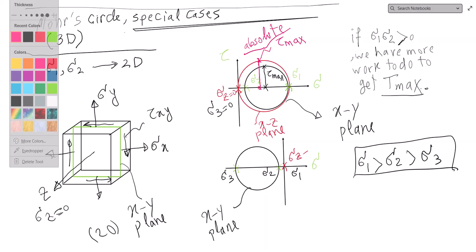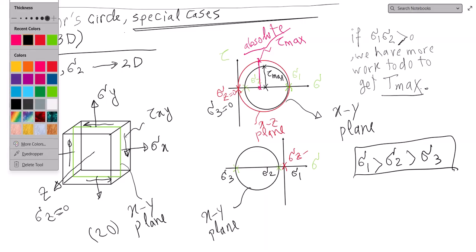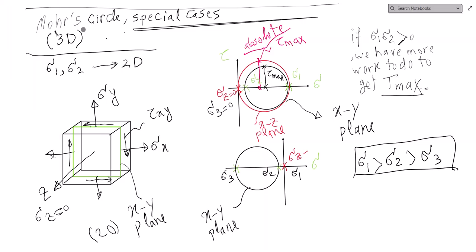It is 3D, but not fully 3D because the sigma z is 0 here, and I will discuss following this example a full treatment of stress transformation in 3D, calculating all of the principal stresses and maximum shear stresses. Okay.